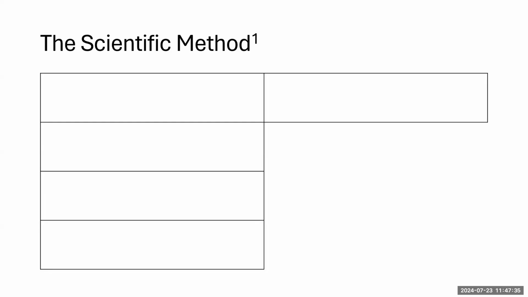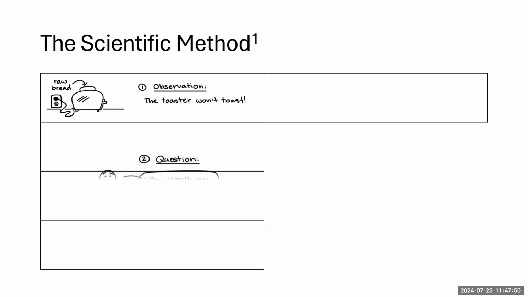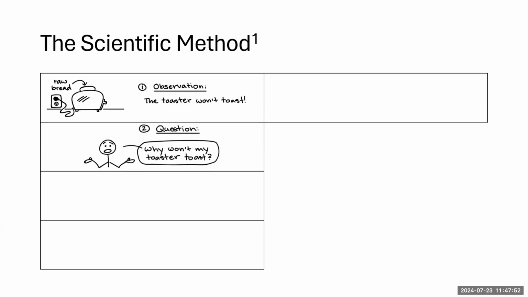Here's a silly example of how the method can be applied. First, we make an observation. In this case, we're talking about a toaster, and our observation is that the toaster won't toast toast. You had one job, and you can't do it. This leads us to ask a question. Why won't my toaster toast toast? What hypotheses can you think of to explain the toaster's behavior? That is, what do you think might be wrong? Go ahead and record your hypothesis on your handout.